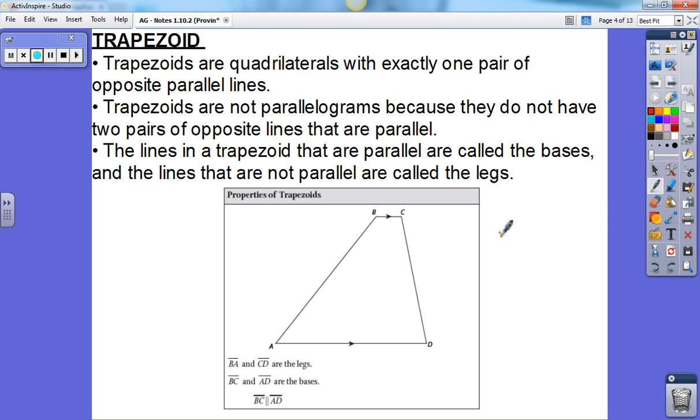Trapezoid, remember we have two types of trapezoids. We just have the general trapezoid, and then we also have the isosceles trapezoid. So here we're just talking about a general trapezoid. In a trapezoid, it's not a parallelogram because only one pair of opposite sides is parallel, not both. And the parallel sides are called the bases, so this is my base, BC and AD, and then the non-parallel sides are called the legs.